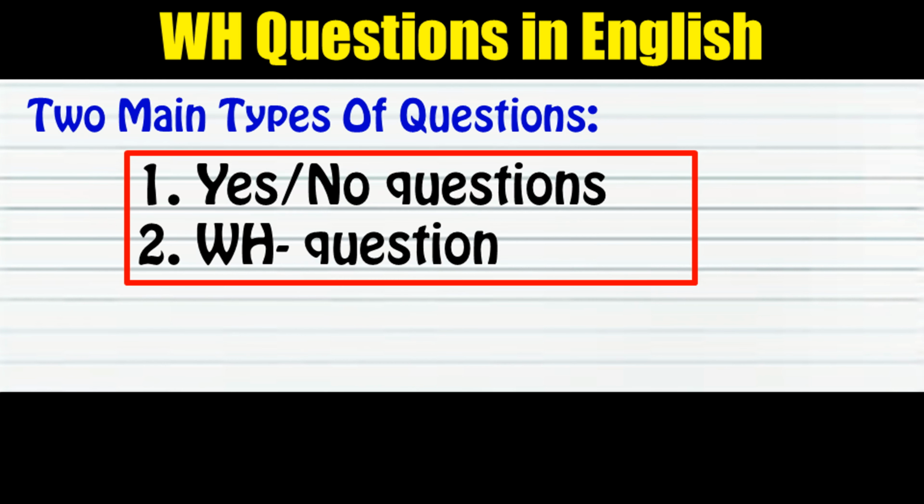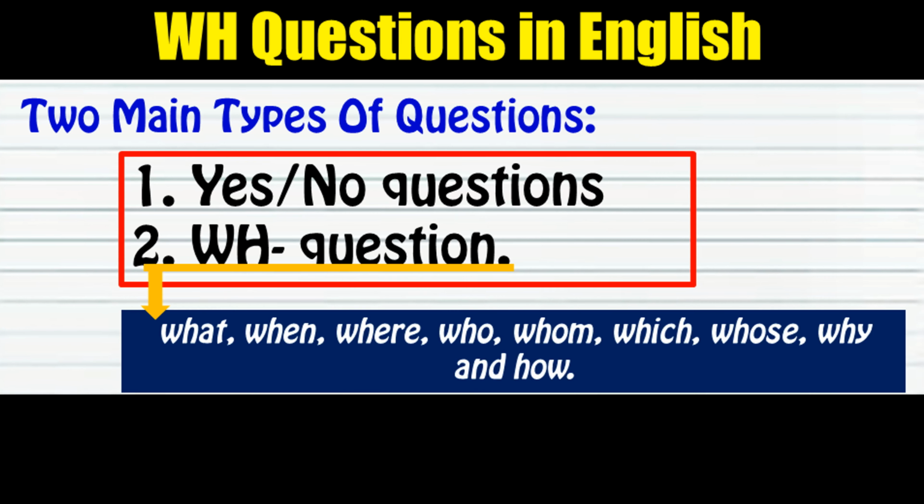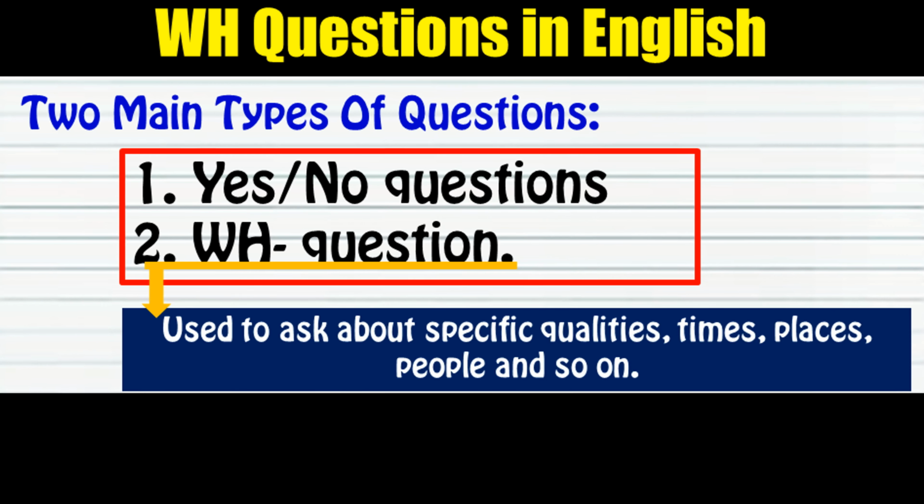There are two main types of questions: yes/no questions and WH questions. But now we focus on WH questions. WH questions are questions starting with WH words including what, when, where, who, whom, which, whose, why and how. Question words are used to ask about specific qualities, times, places, people and so on. Let's see and discuss them one by one.